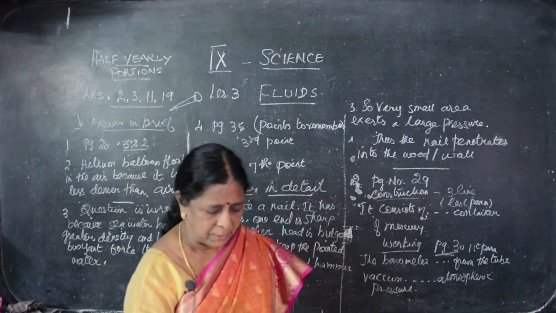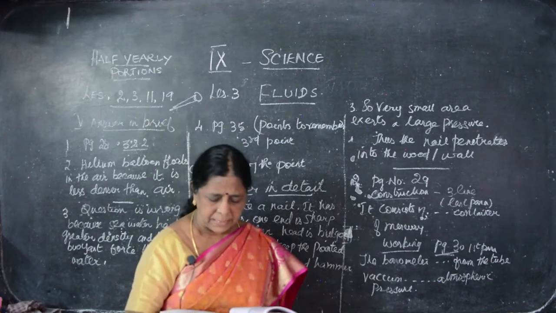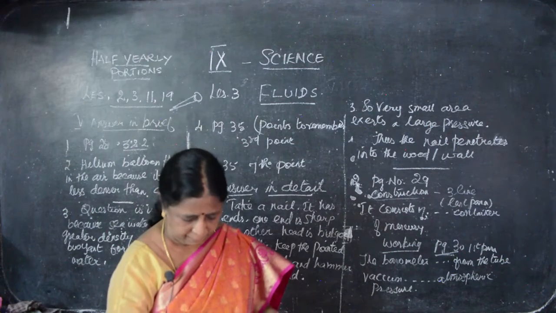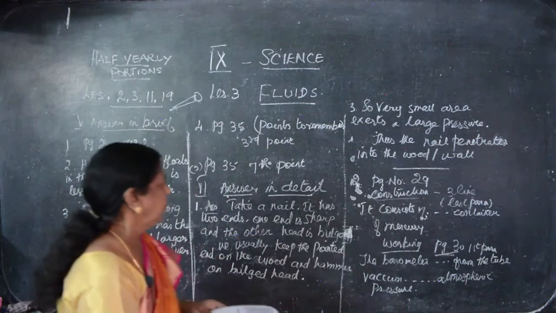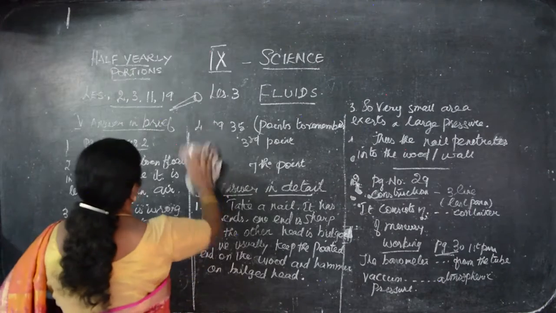And we have to go for the third answer. How does an object's density determine whether the object will sink or float in water? It's in page number 32. Now we are marking the detailed answer, third. I'll write here.